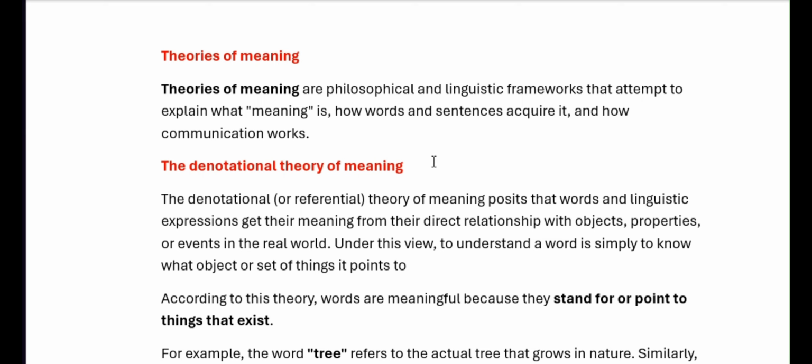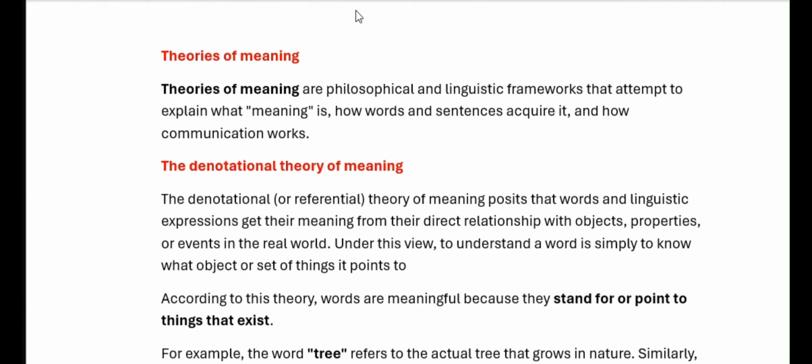Theories of meaning. It is yet an interesting topic in semantics. In this lecture, we are going to learn about different theories of meaning. So let's start our lecture. So let's first see what are theories of meaning.